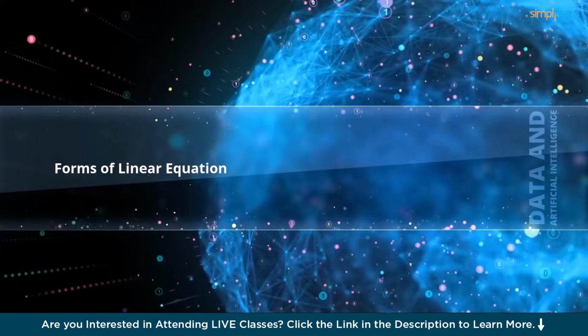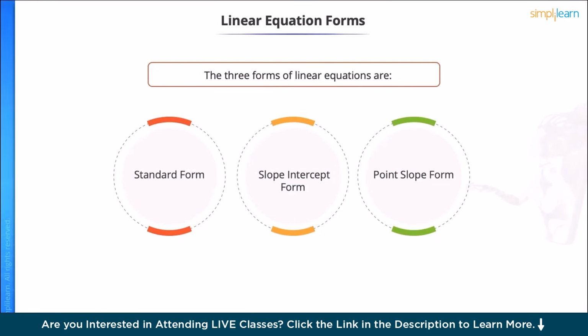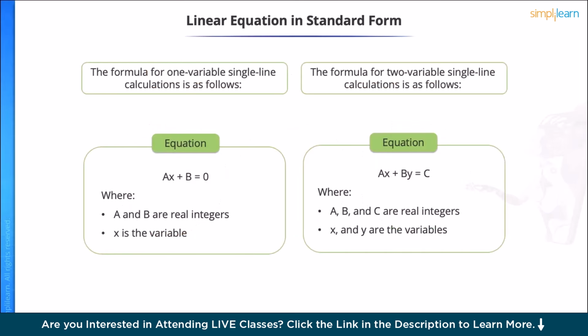Forms of linear equation. Linear equations can be represented in three forms: a standard form, a slope-intercept form, or a point-slope form. Linear equation in standard form. A linear equation in standard form for a single variable can be represented as ax + b = 0, where a and b are real integers and x is the variable, while a linear equation in standard form for two variables can be represented as ax + by = c, where a, b, and c are real integers, while x and y are the variables.